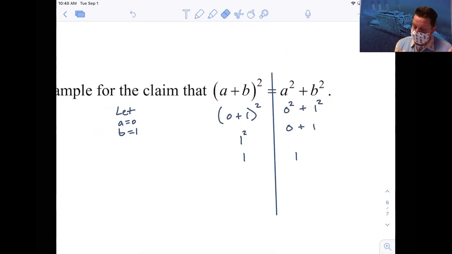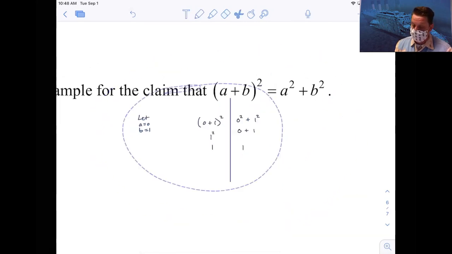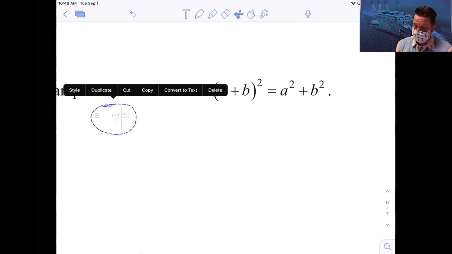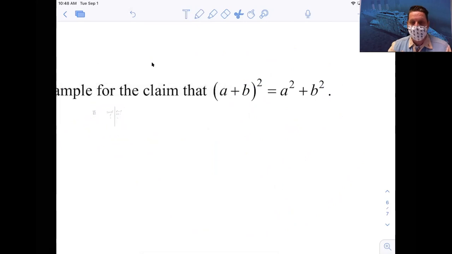So let's not erase this. Let's just lasso it with scissors like the cowboys used to do in the Wild West, right? Lasso with scissors. And we'll just choose different examples.